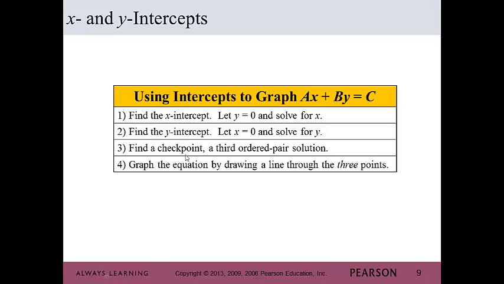And then you can find a checkpoint if you needed one, an extra point. And when you find your checkpoint, you plug in any value for x, then solve for y. Remember, x is your independent variable and y is your dependent variable. And then step 4 is to graph or connect the 3 points to make your graph.